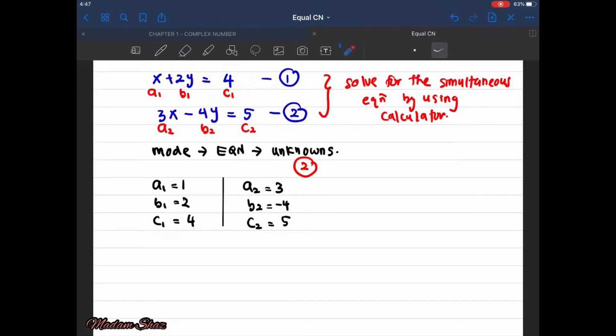The same concept applies for A2, B2 and C2. So B2 is equal to negative 4 because we have here negative 4y. So by using the calculator, the answer for x is equal to 13 over 5 and y is equal to 7 over 10. So this is the value or the answer for the x and y.